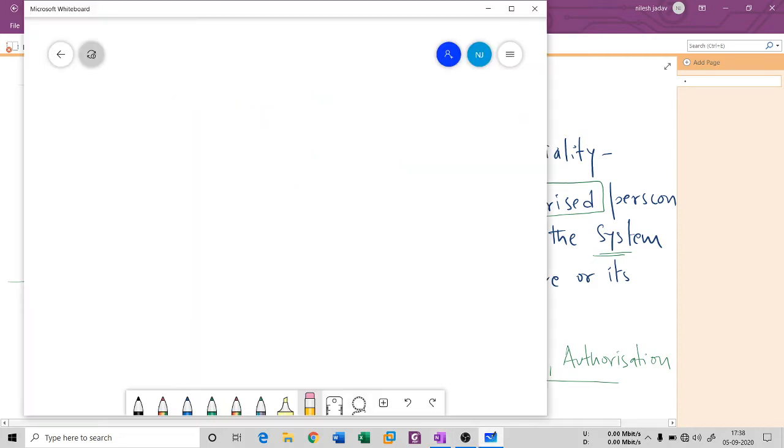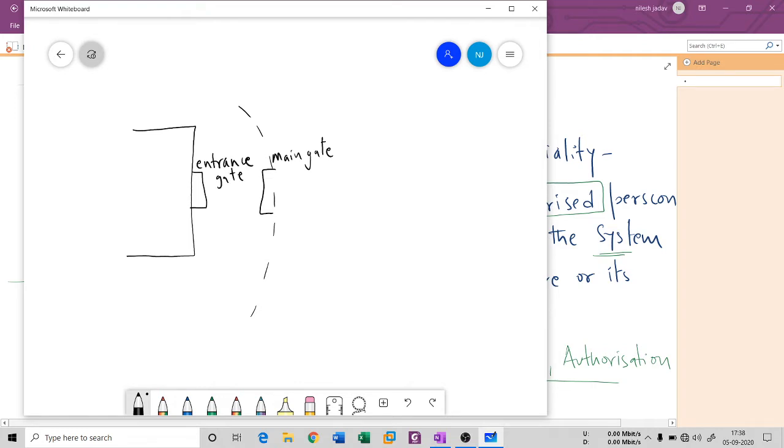So here, again on the whiteboard, let's understand it. What is authentication? It's a simple thing. If I have an organization here, let me take a pen. If this is an organization campus, let's say any office or something like that, and this is the boundary. There is a main security gate here. There is one more gate here. This is the main campus gate, and this is an entrance gate. Now you are coming here.